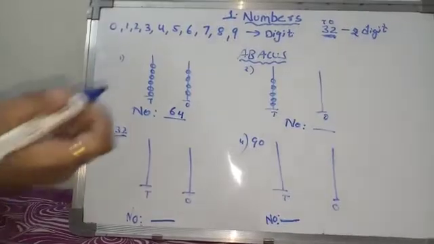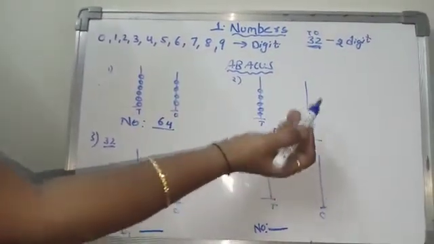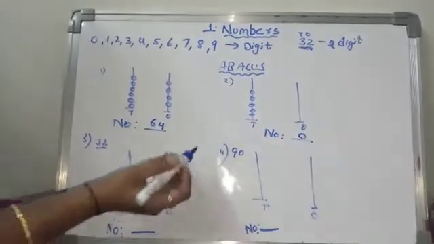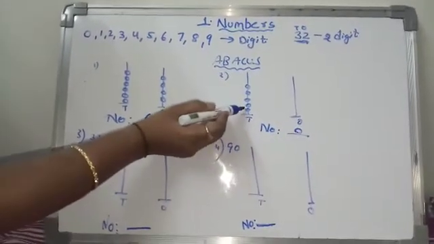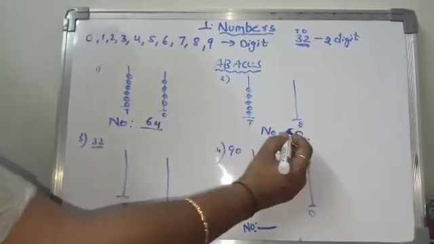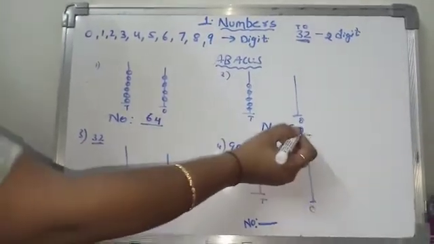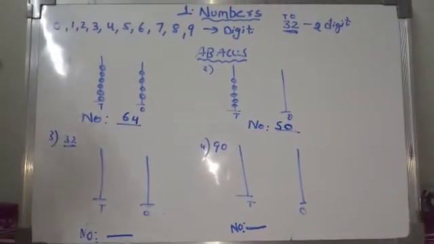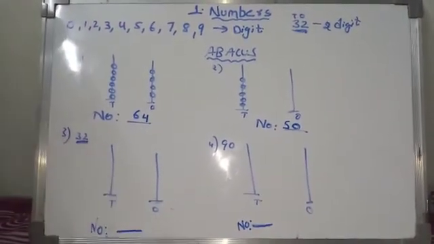I'll give you one more example. For example, there are no beads in the ones place, so you write it as 0. And in the tens place, how many beads are there? 1, 2, 3, 4, 5. So you write it as 5. So how much is the number? 50.